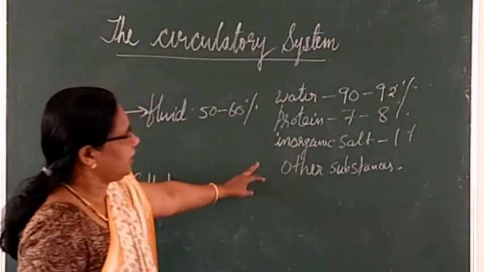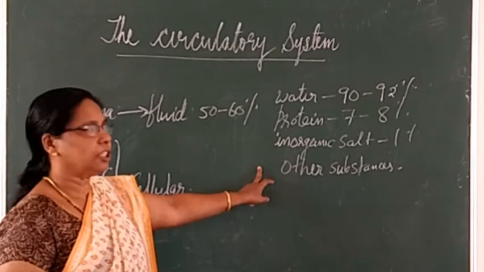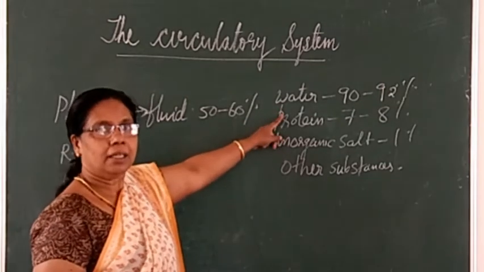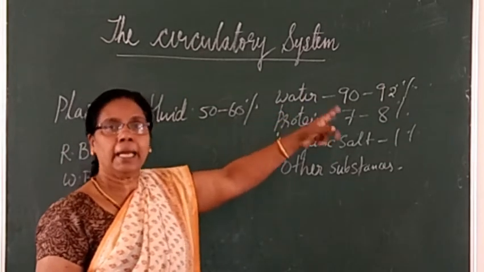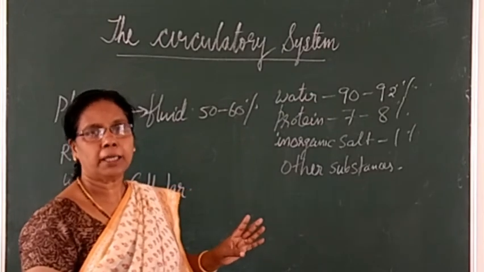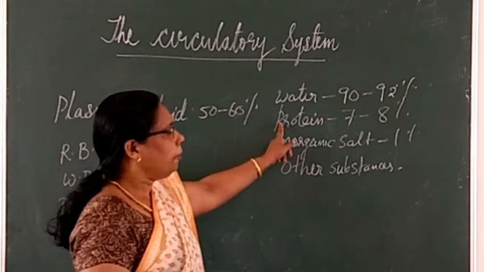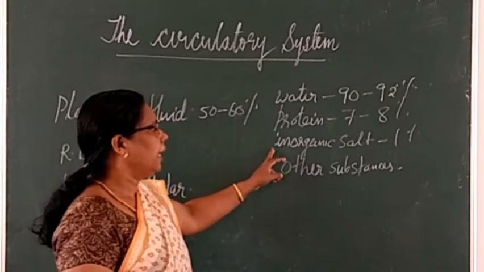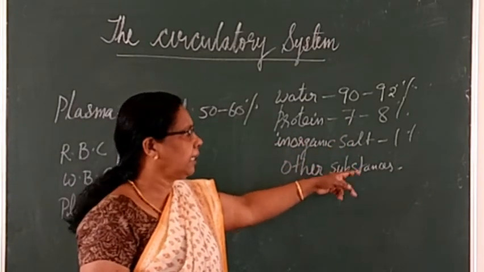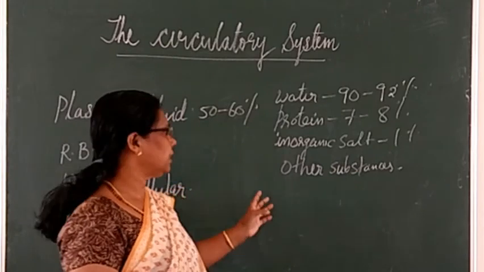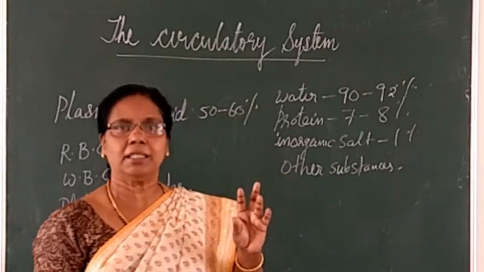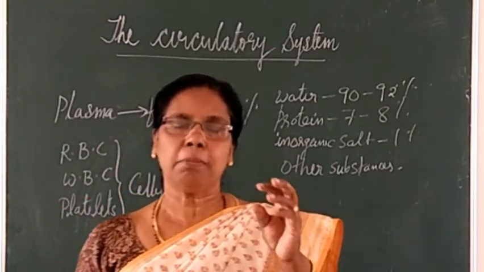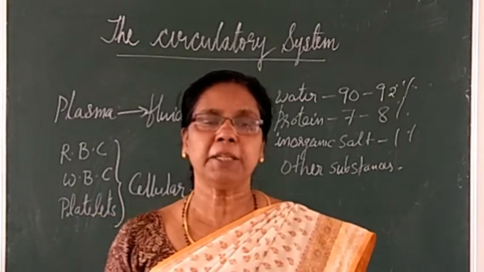So these are the things present in the plasma. Water, nearly 90 to 92%, is present in the plasma. Protein, 7 to 8%, is present. Inorganic salt, nearly 1%, is present. And other substances, traces meaning minute quantity, are present.